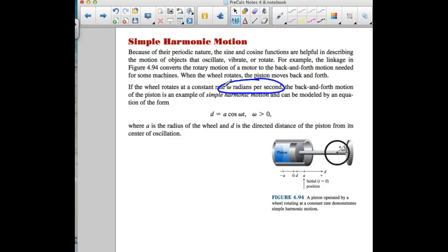It says the back and forth motion of the piston would be an example of simple harmonic motion and can be modeled by the equation of the form d equals a cosine omega t. Now here we're using cosine, but you'll see in a few minutes we could also use sine. Our restriction here is that our angular or rotational speed must be positive. Omega must be positive. A stands for the radius of the wheel, and d is the directed distance of the piston from its center of oscillation.